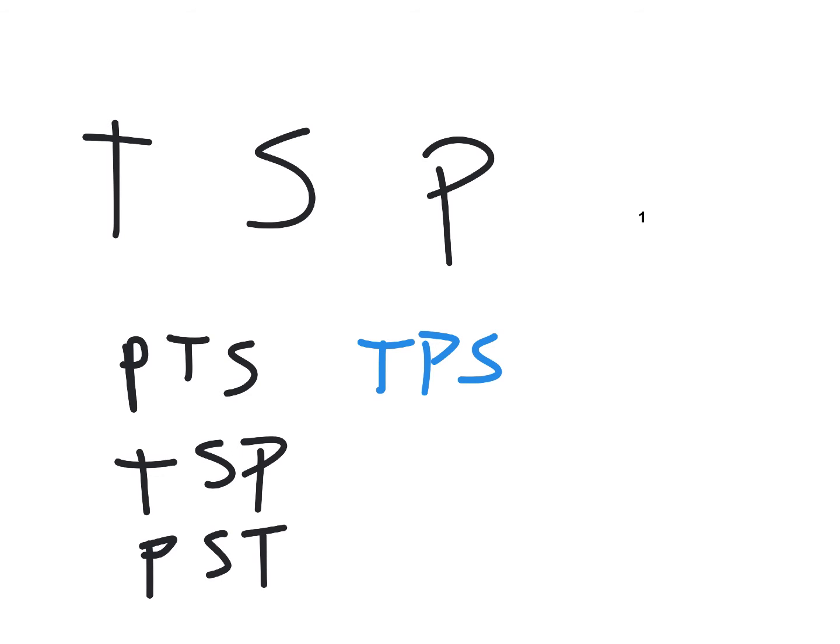And then what's the last thing we could start with, Alexis? Stapler first. That's like this, here. Stapler, and then pen, and then tape. Or stapler first, and then tape, and then pen. There are 6 of them.